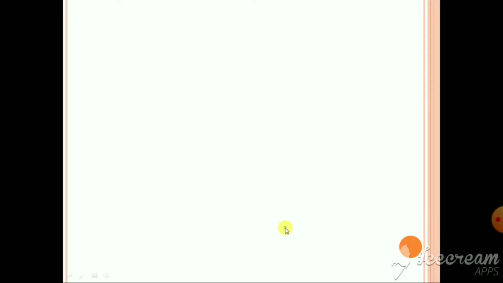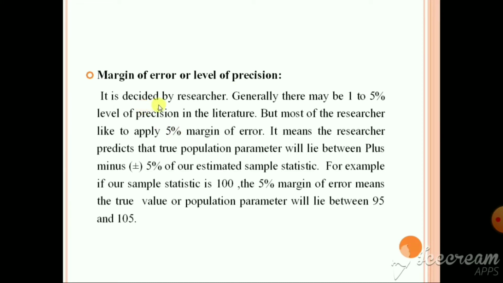Now, what is margin of error or level of precision? It is decided by the researcher. Generally, there may be 1 to 5% level of precision in the literature, but most of the researchers like to apply 5% margin of error. It means the researcher predicts that the true population parameter will lie between plus minus 5% of our estimated sample statistic. For example, if our sample statistic is 100, then 5% margin of error means the true value of the population parameter will lie between 95 and 105.